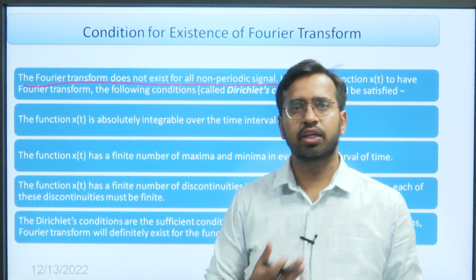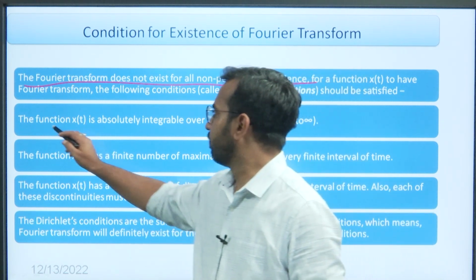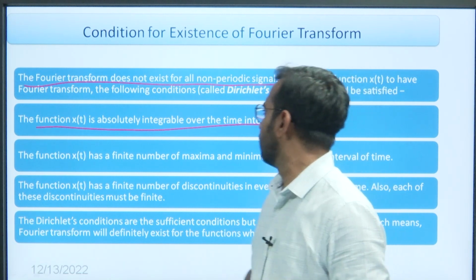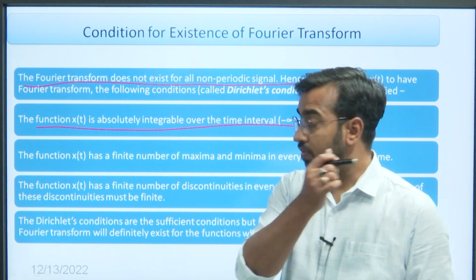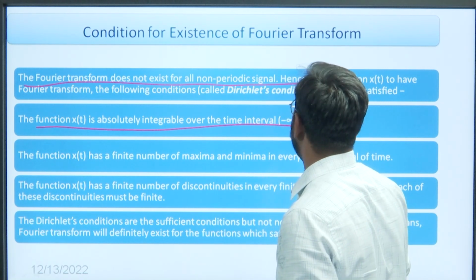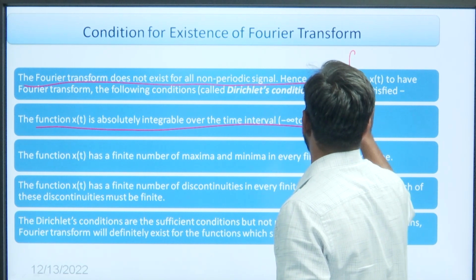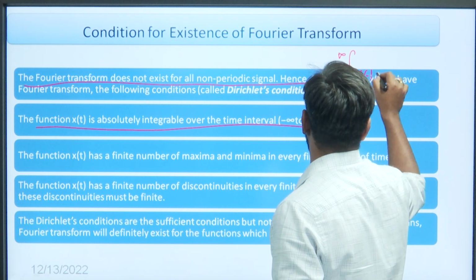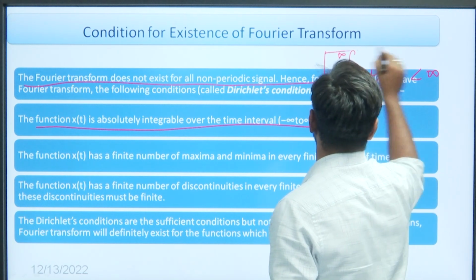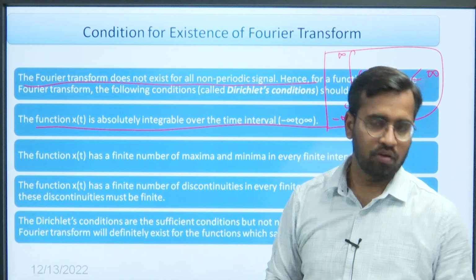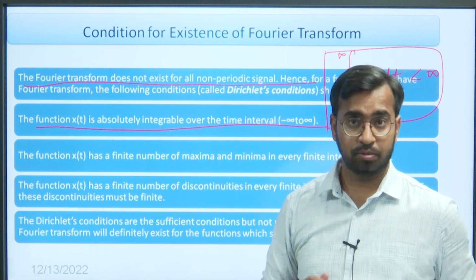So what are the different conditions which are required to get the Fourier transform of a signal? The function x(t) is absolutely integrable over the time interval. This is the first condition: it should be absolutely integrable. What do you mean by absolutely integrable? If a function gives a finite value on integrating it, then we can say it is an example of an absolutely integrable function.